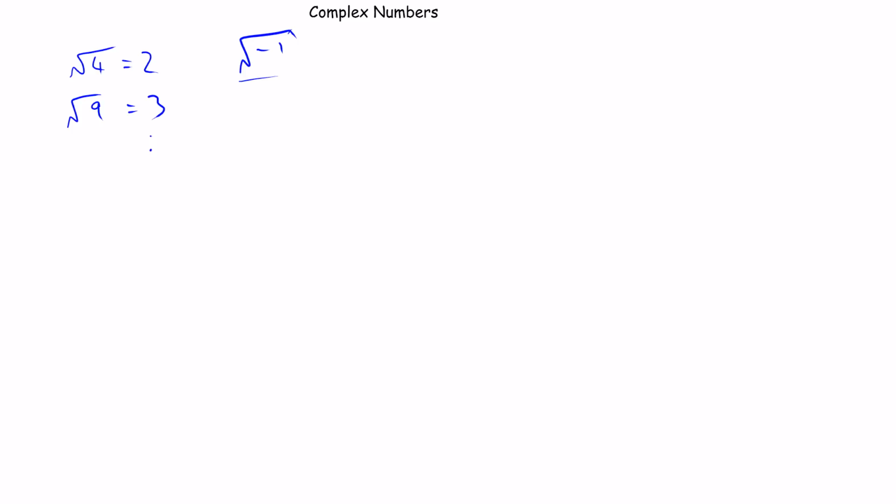But we know that if we multiply two negative numbers, that will give us a positive, and if we multiply two positive numbers, that will also give us a positive. So what can we do? Well, mathematicians had to find a new number, an imaginary number called i, and they defined i as being the square root of -1.